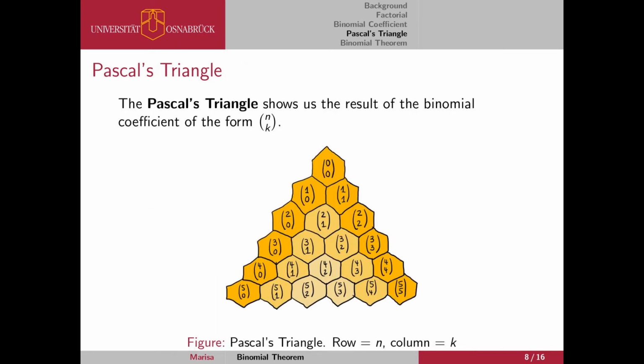What you can see here is the Pascal's triangle. It shows us the results of the binomial coefficients of the form n over k. The row here is n, with n equals 0 in the first row, and then increasing if we go downwards. The column is then k, and by column I refer more to the position within one row. So in each row we start with k equals 0 on the left side, and increase k by 1 if we move one position to the right. Now let us take a look at the results.